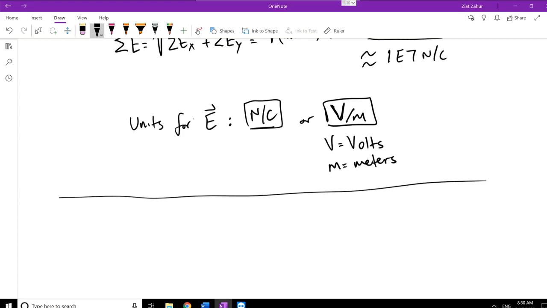Assignments. You're talking about the one that is due today. But that's all just force stuff, right? KQQ over R squared. It's not really electric field stuff. You do have to do some vectors, I suppose.